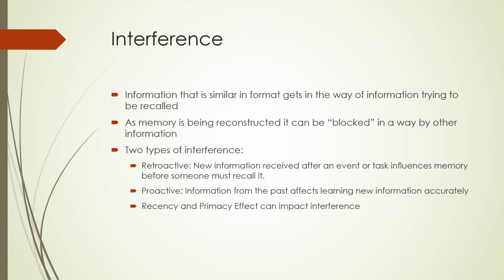So what, again, this causes is an interference. And information that is similar in format gets in the way of information trying to be recalled. And so as memory is being reconstructed, it can be blocked in a way by other information. And there's two types of interference with this. The first one is retroactive. New information received after an event or task influences memory before someone must recall it. And then proactive. Information from past experiences colors your perception of current events. And recency and primacy effect from the serial positioning effect are also in play here.